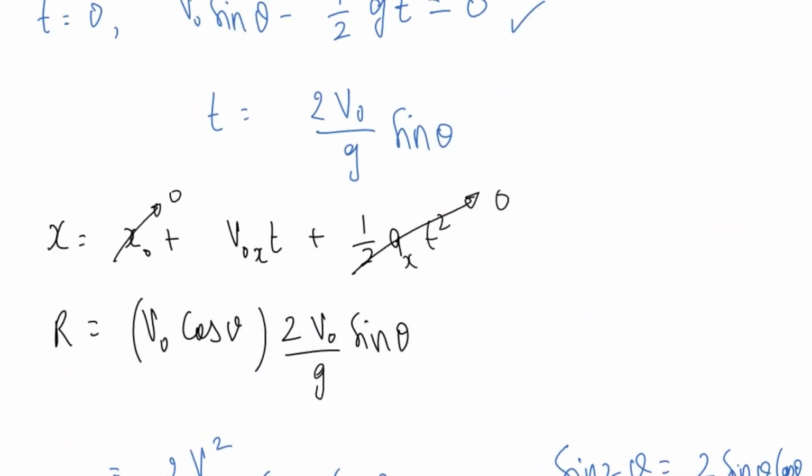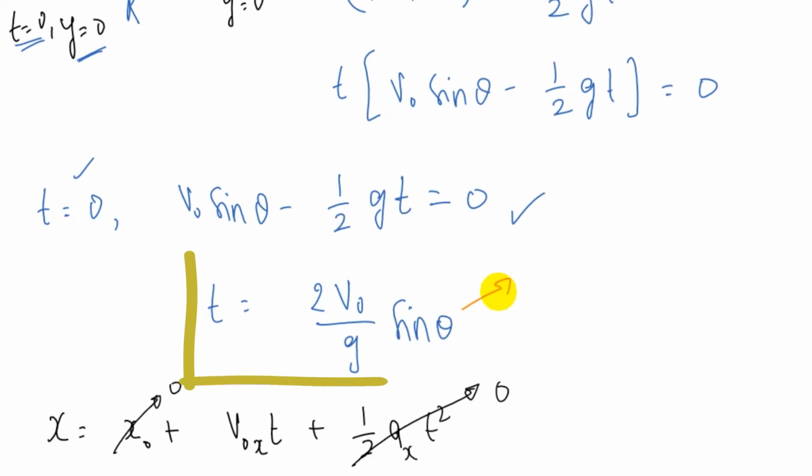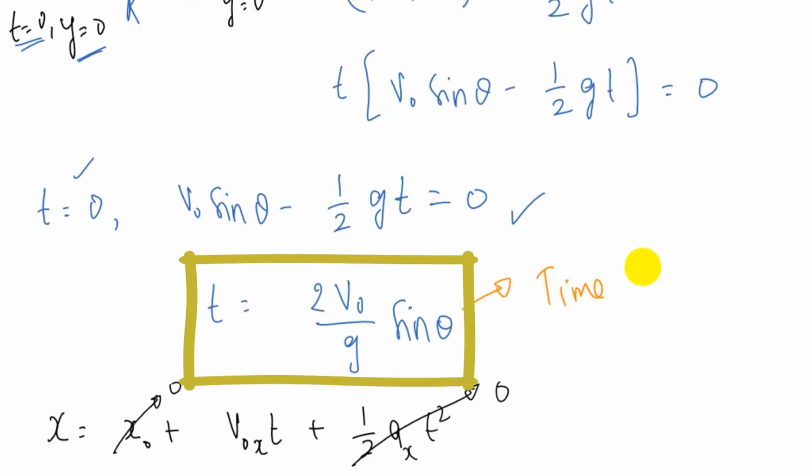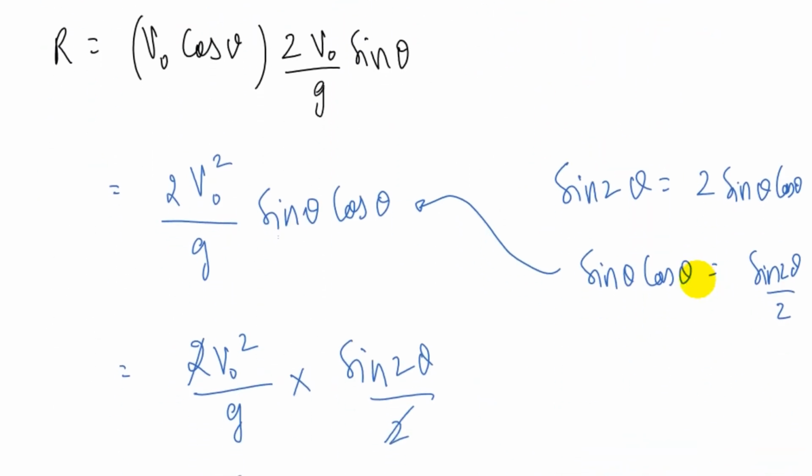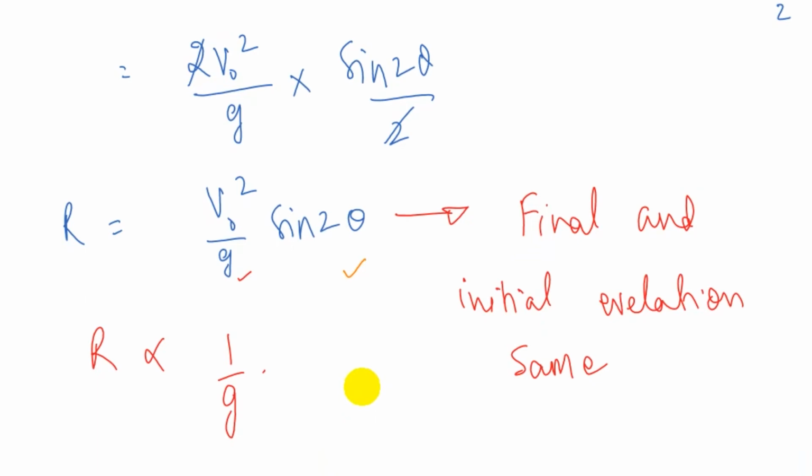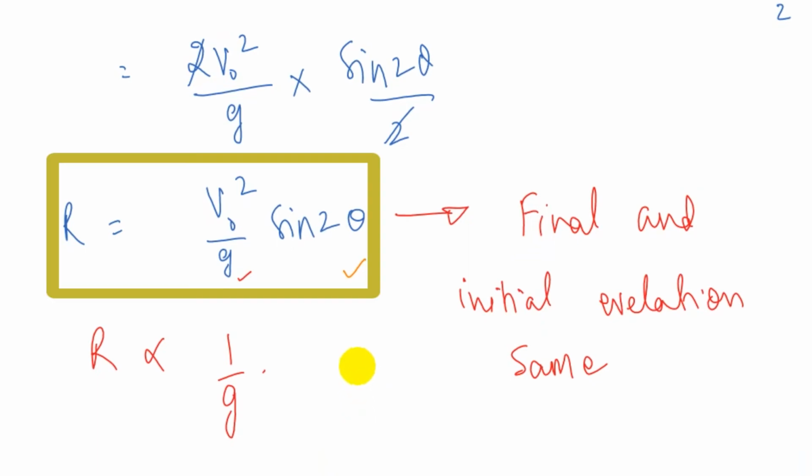I missed out one thing. This time is what we call the time of flight, the time taken by the projectile to land after launching, and this expression is for the range. Now let's take an example on it.